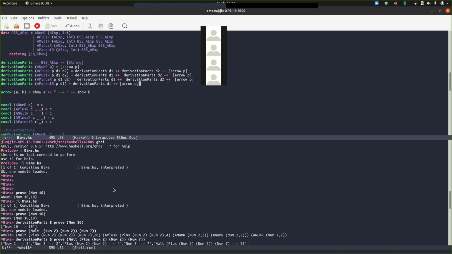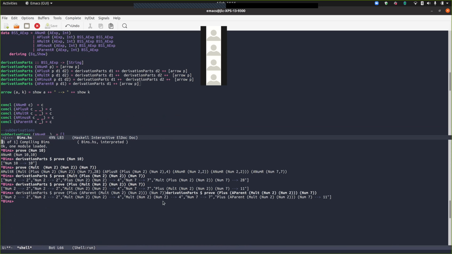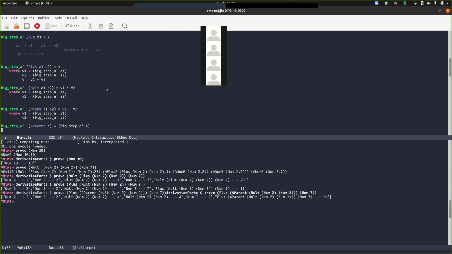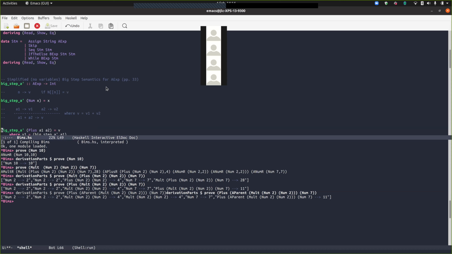Okay, well, in any case, I gave you the code. You can play around with this. I'm just surprised I'm not seeing an A paren mult here. But maybe derivation parts is not really showing the right thing.